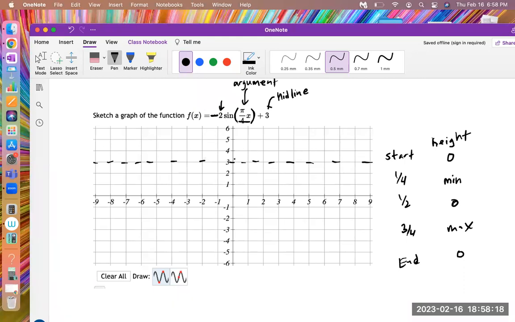Like I said, it's going to start, go down and then come back up, so a hill to a valley. But the min value there is going to be 2 below this midline, and the max value is going to be 2 above the midline. So we can write that in now. 2 below would be at 1, and 2 above would be at 5. So those will be our min and max values.